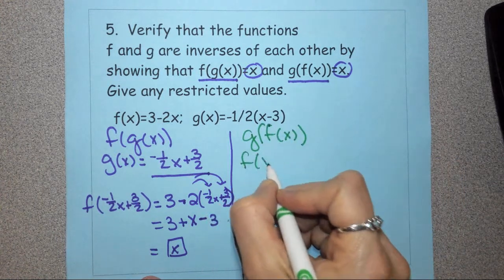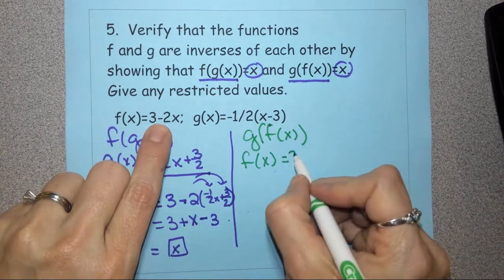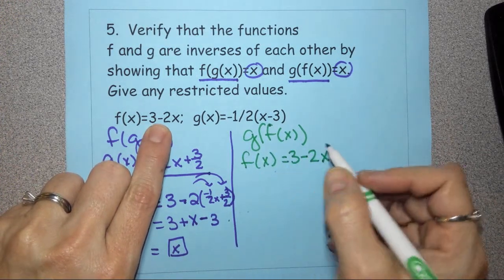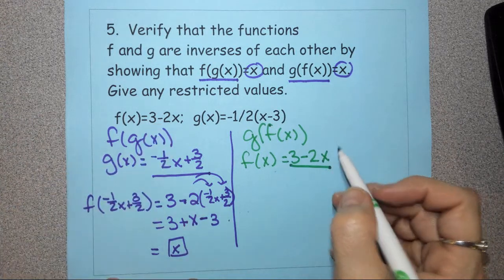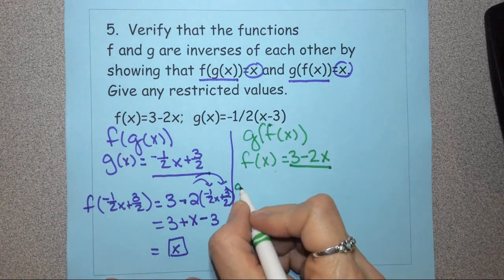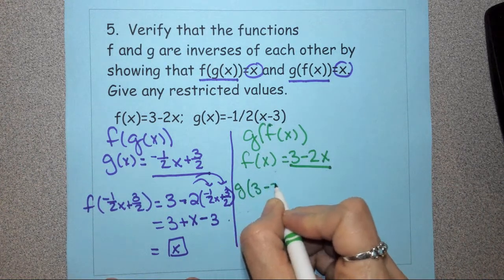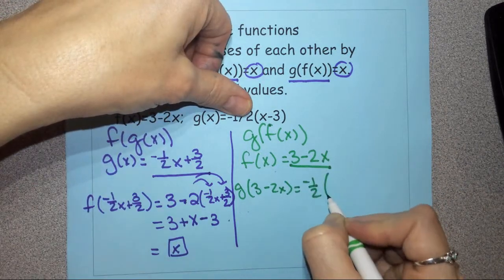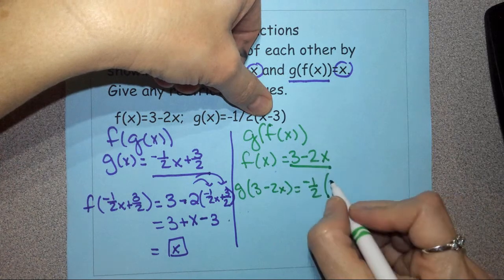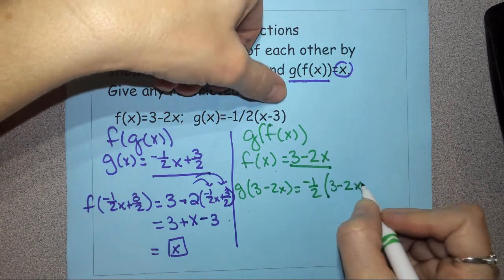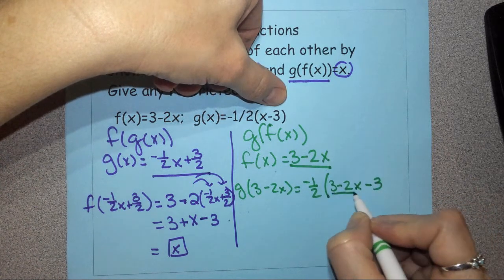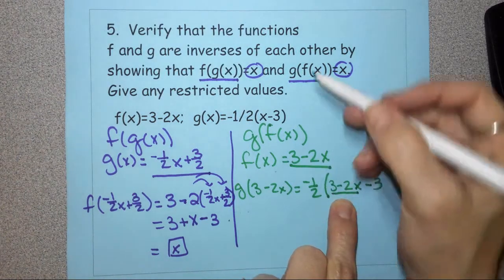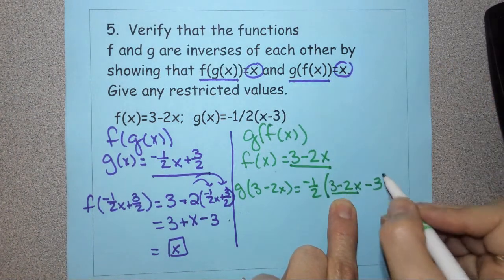So f of x equals 3 minus 2x. I'm going to take this answer and plug it in right here. So g of 3 minus 2x equals negative 1/2, parentheses in place of x. I put 3 minus 2x, and then I'm going to bring down my minus 3. All of this went in place of that x.